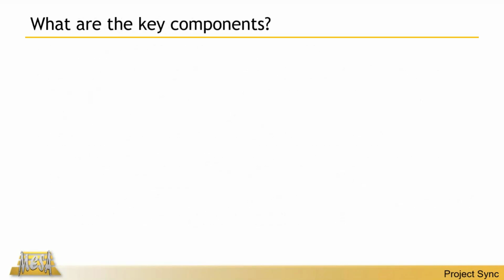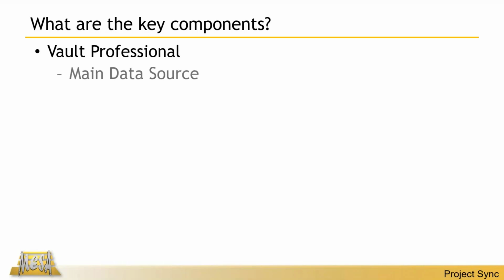So let's make sure everybody understands the key components and what role they're going to play. We've got Vault Professional. That's going to be your main data source. We always talk about the source of truth, the main data source. Where are we going to rely on as being correct? That's going to be our Vault.